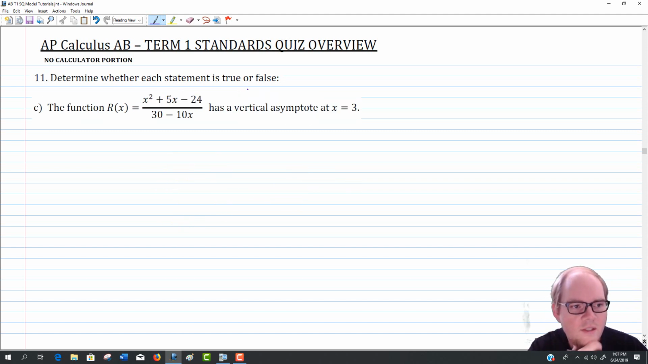Okay, the third one says, for part C, the function r of x, which is given by that rational function, has a vertical asymptote at x equals 3.